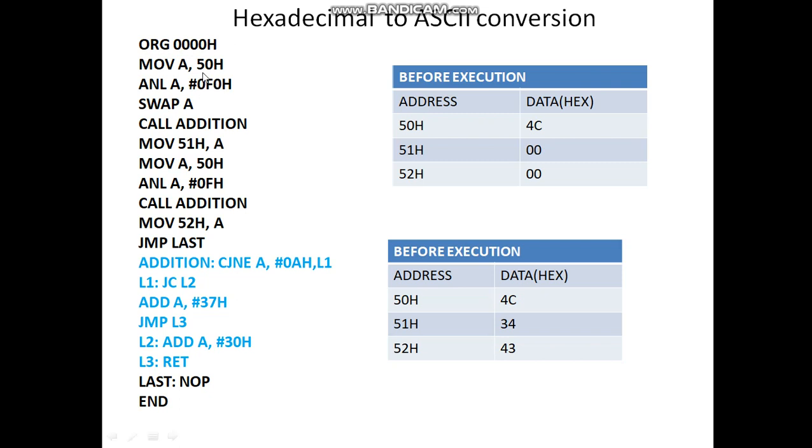So MOV A, 50H. In 50H we have stored 4C. That comes into the accumulator. So first you have to get 04. What do you do? You have to perform bitwise AND operation of 4C with F0. You get the result as 40. You need 04, hence perform swap operation. So in A you have 04.